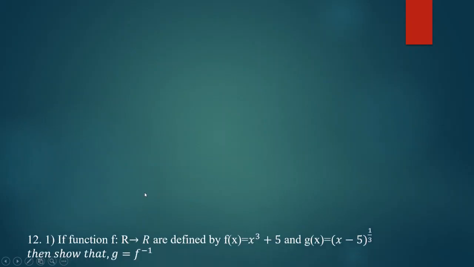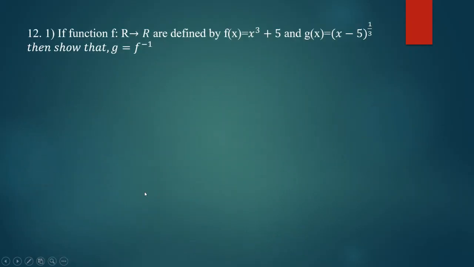Clear? If function f from real numbers to real numbers is defined by f of x equal to x cubed plus 5 and g of x equal to cube root of (x minus 5), then show that g equal to f inverse. We already learned how to find the inverse of a function.